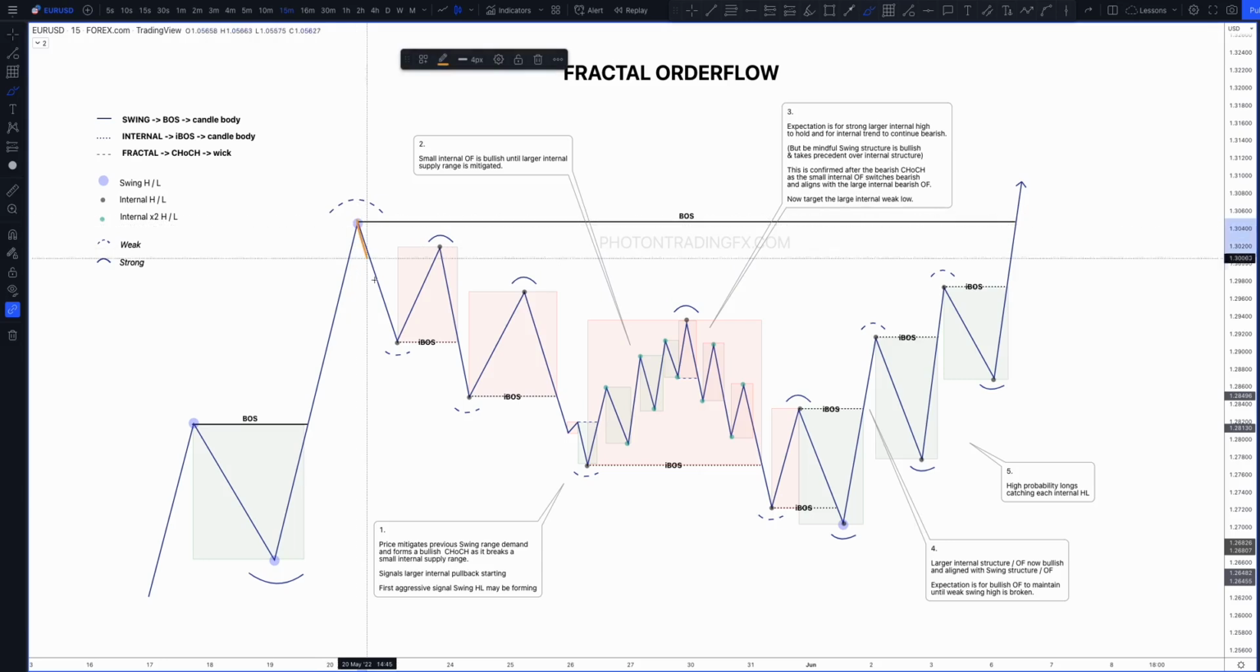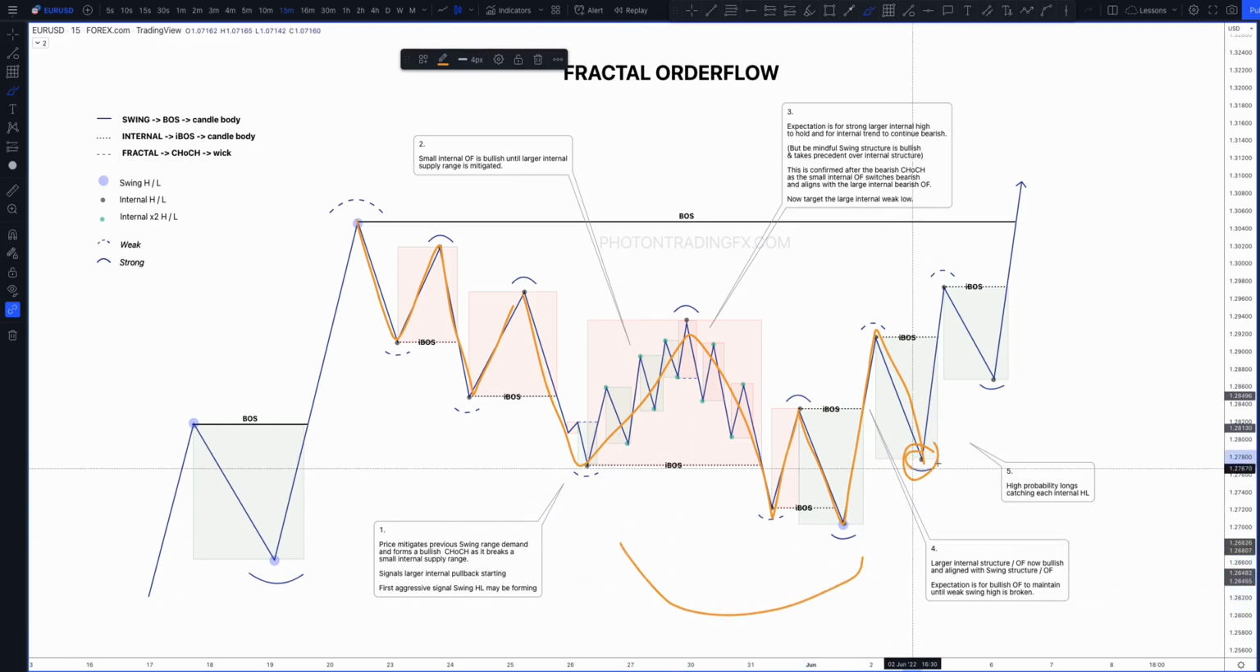We then get the larger internal structure shifts bearish. So you can see it comes down, it mitigates the prior range, and it comes down. Then it shifts bullish, right? And then this moment here is when the internal structure is aligned with the overall swing structure. And this area becomes your highest probability buy in terms of that because it's all aligned.